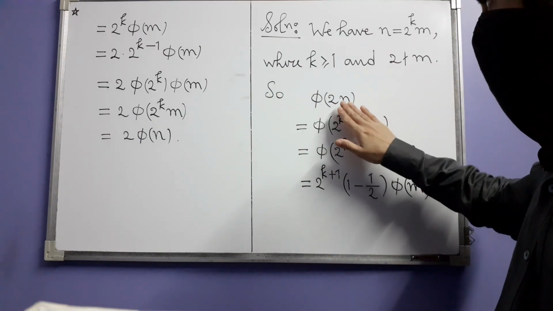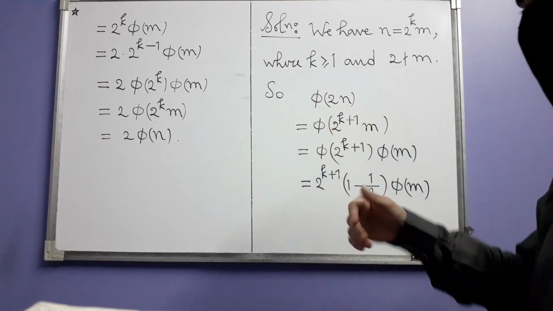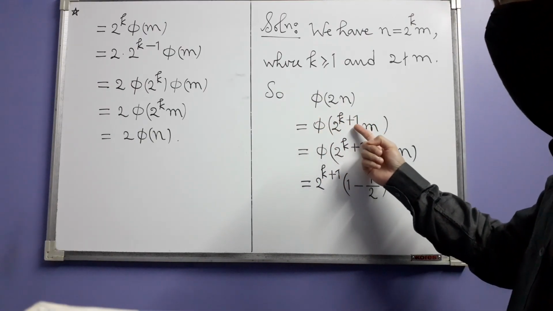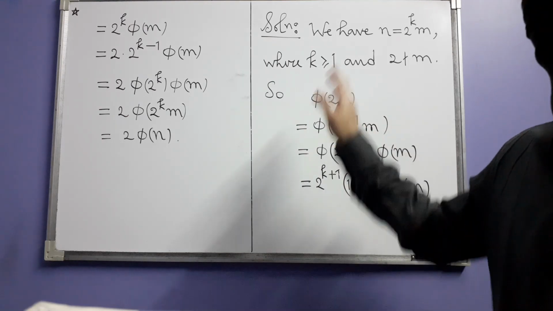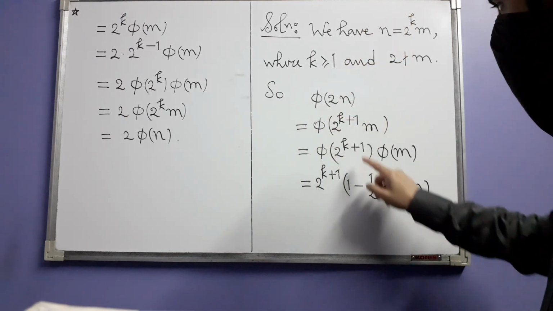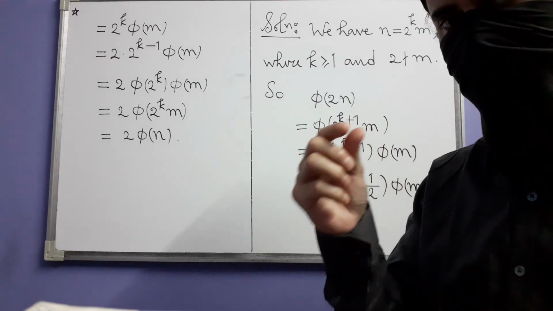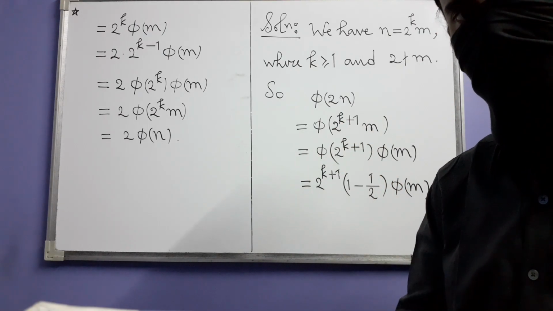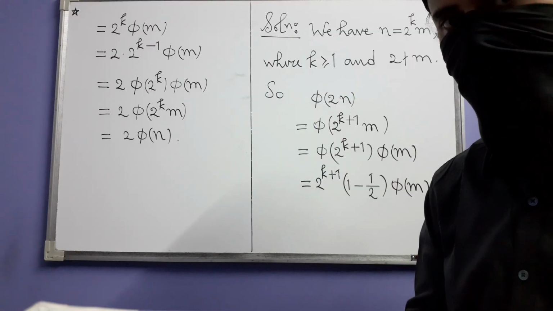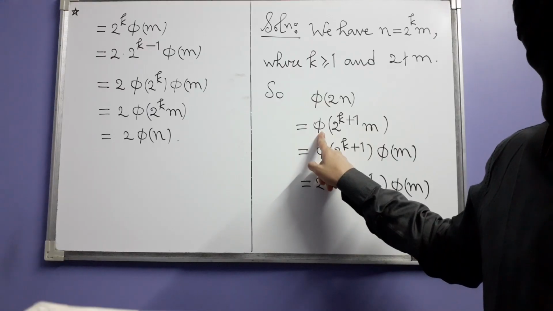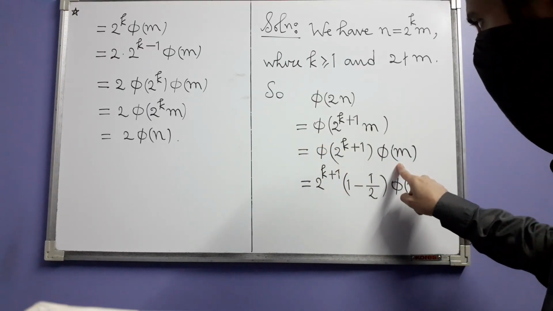So then we consider the left hand side of the desired equality, phi of 2n. So this is phi of 2 to the power k plus 1 times m. I mean you use this thing here. And then because m is odd, 2 to the power k plus 1 and m are relatively prime. There is no common prime factor. So that's why the multiplicative nature of phi allows you to write it like this product.